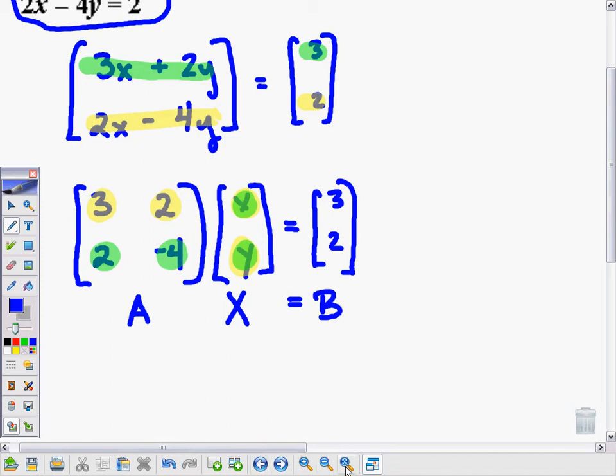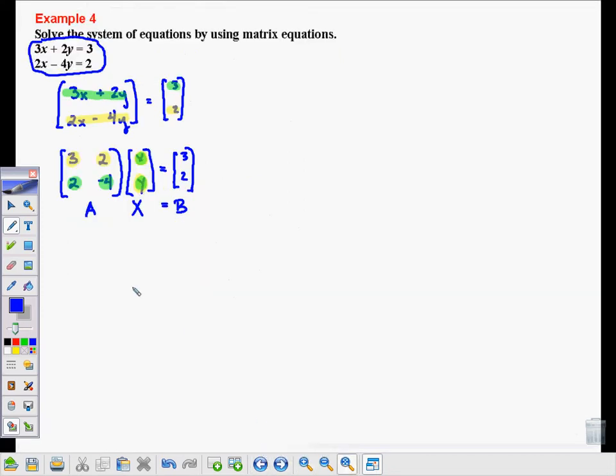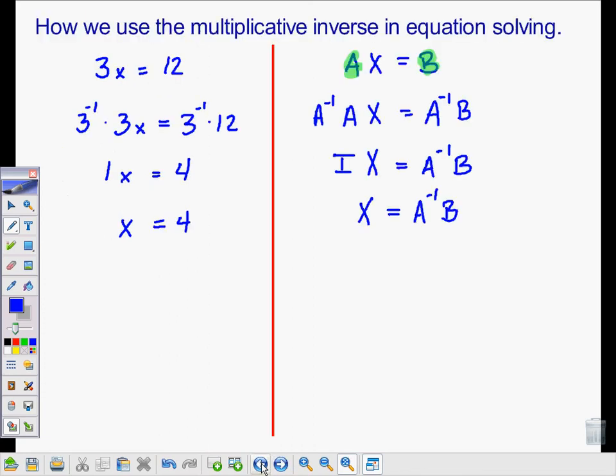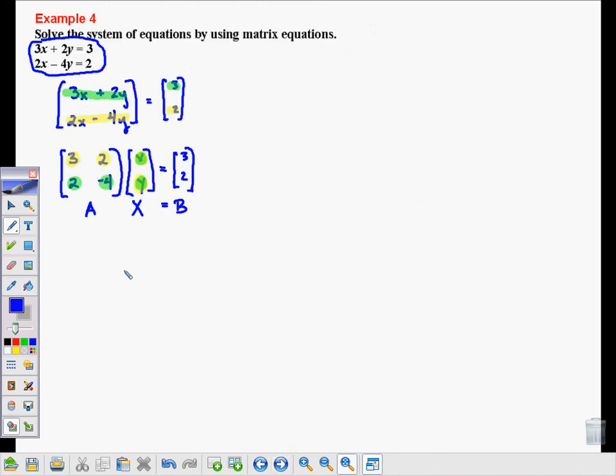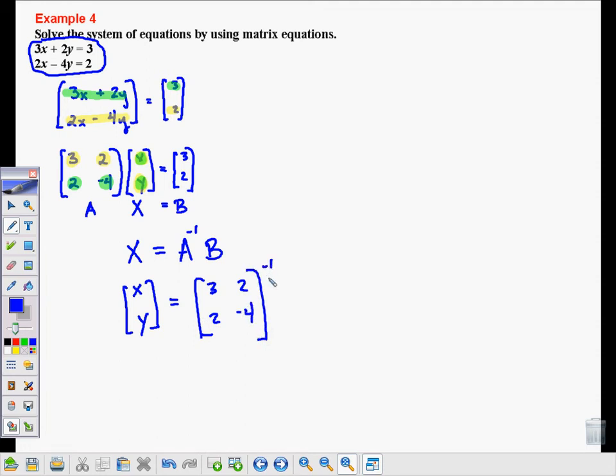Because this is what we said on the previous slide. I'm going to zoom way out. Boom. On the previous slide, we said A times x equals B can be written into an equivalent form, solved for x, the unknown matrix, as A inverse times B. So this can be thought of as x being equal to A inverse times B. So x and y can be found by taking the inverse of the 3, 2, 2, negative 4, times what B is, the 3, 2.